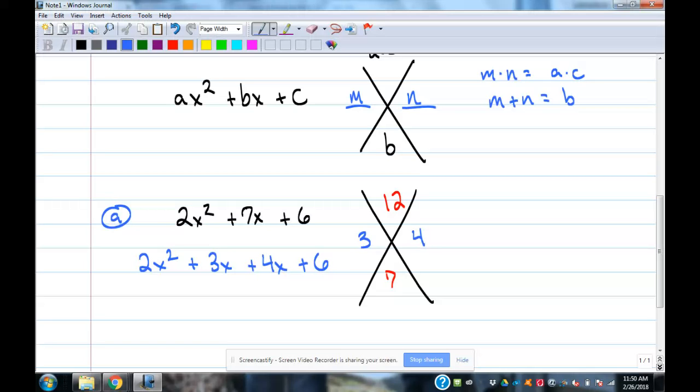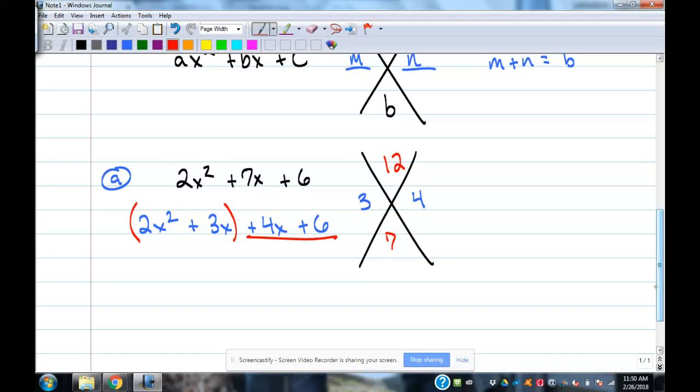Okay? So whatever numbers we get on the sides here of our X, we're going to replace the 7x in the middle. Because if I combine these back, 3x plus 4x is 7x. That's why they got to add to be the number in the middle, to B. So now, how many terms does this blue part have? 4. What method do we use when we have 4 terms? Grouping. So we're going to group this: first 2 together, last 2 together.